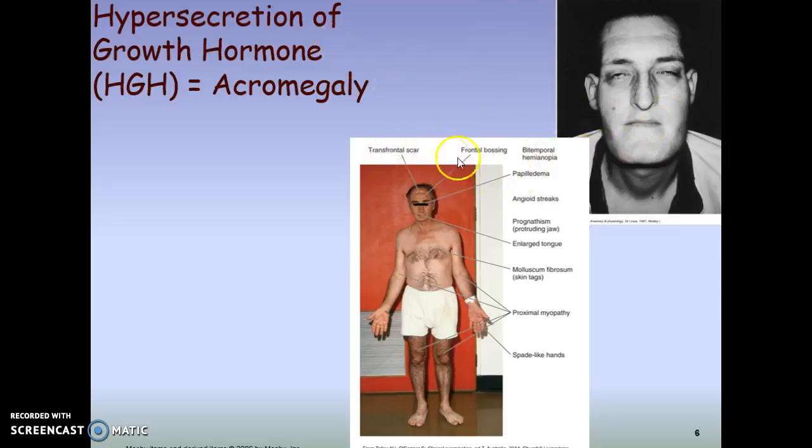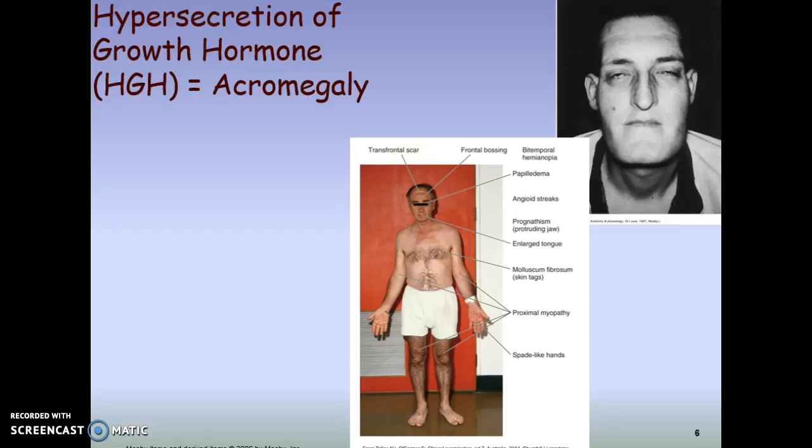The major issue, and you can see some other signs and symptoms of the disease here. Skin tags developing, very large spade-like hands. There can be issues with edema, and that can be body-wide. But then you also have this frontal bossing and a transfrontal scar.